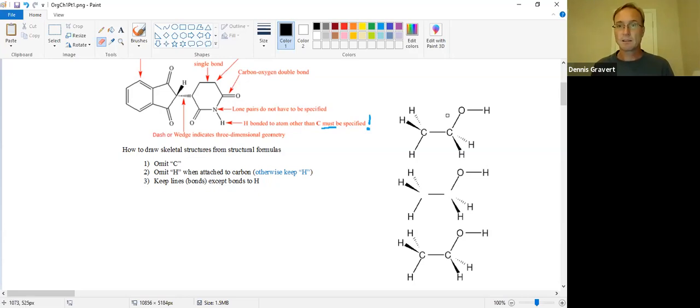And let's repeat what we did before. We got to take out the C. That was step one. Now take out the H's. And you know what? Before I erase the H, let me take a look at rule number 3. Here's step number 3. You want to keep the lines, the chemical bonds, unless they're bonds of hydrogen. So keep lines except bonds to H's.